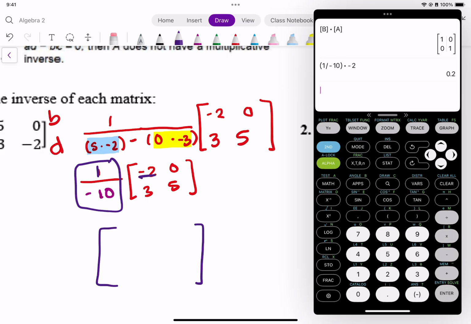We're going to do parentheses, 1 over -10 times the first number, -2. We press enter. Now notice how they are going to be giving you decimals. We don't want decimals, so we have to press math, enter in order to get our fraction. So that will give us 1 over 5.